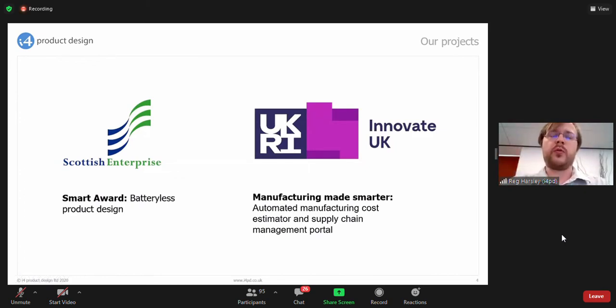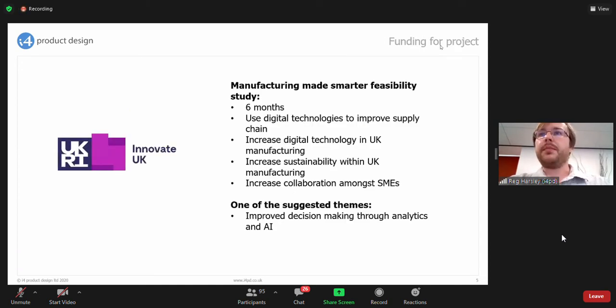So last year we were awarded funding from Scottish Enterprise to develop batteryless products. And most recently, we were awarded the Manufacturing Made Smarter award through Innovate UK. So as Hannah and Hussein mentioned earlier on, we're looking at automating the estimation of manufacturing costs, and we're also looking at implementing these through a supply chain management portal.